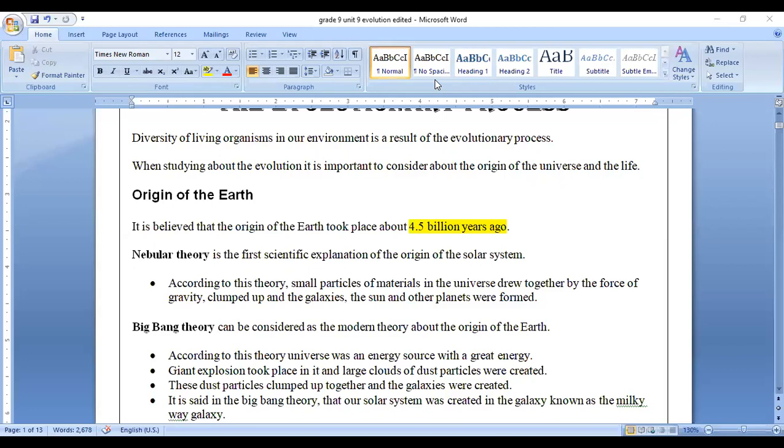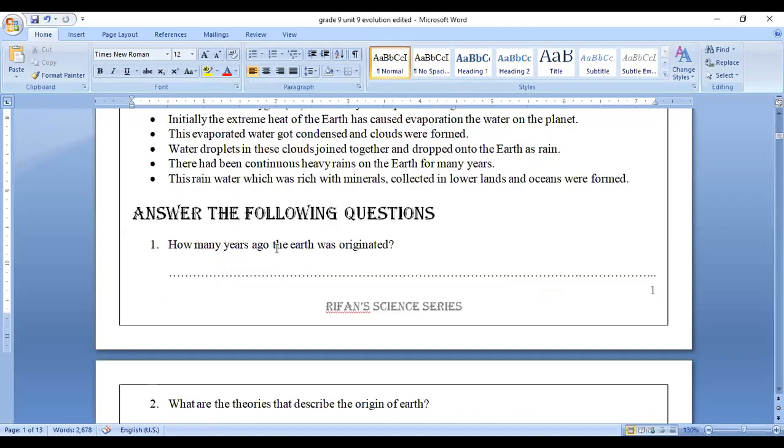Right. So in that case, here I come with my first question. How many years ago was Earth originated? How many years ago? 4.5 billion years ago. Immediately answer the question. That is far better.